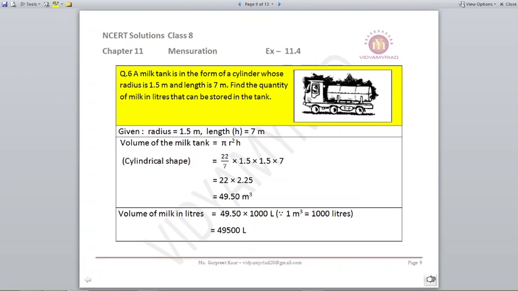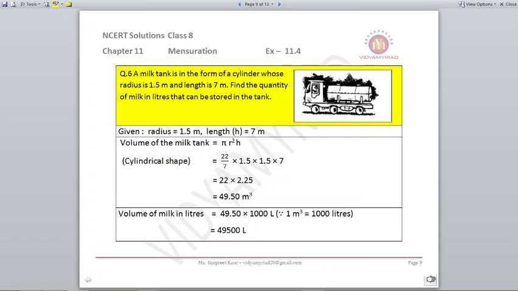Question number 6. A milk tank is in the form of a cylinder whose radius is 1.5 meters and the length is 7 meters. Find the quantity of milk in liters that can be stored in the tank. Now radius is given to us 1.5, length is given to us as 7 meters. We can find out the volume of the milk tank, which is in a cylindrical shape, that is pi r square h. Pi is 22 by 7. Radius we know 1.5 into 1.5 and height we know 7. Solve it, we get 49.50 meters cube.